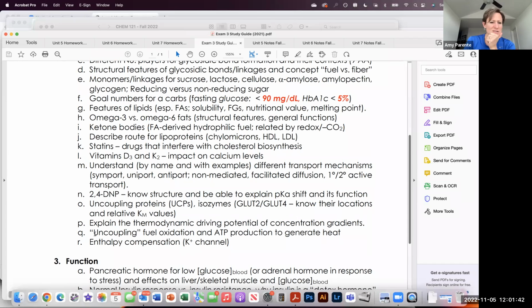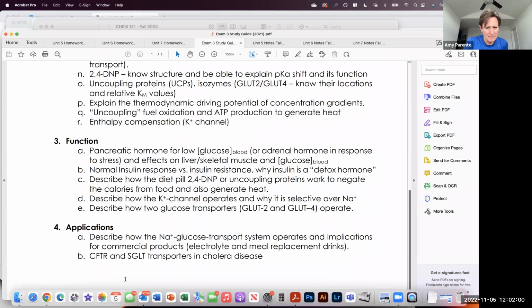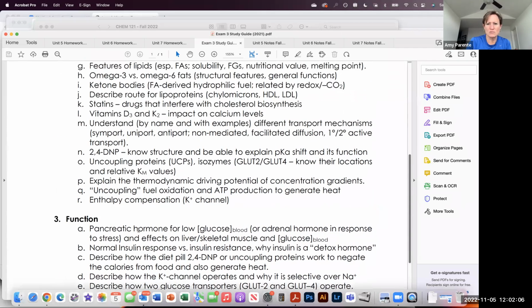We already actually talked about this uncoupling of fuel oxidation and ATP production and how it generates heat. 2,4-dinitrophenol, the diet pill, and then uncoupling proteins both do that. And then the last piece, and there's a couple of things I'm going to mention here. They are not on this study guide, but they are, maybe I put them later. I didn't talk about valinomycin, but that is something that I do want you to know about. So we'll talk about that in just a second here.